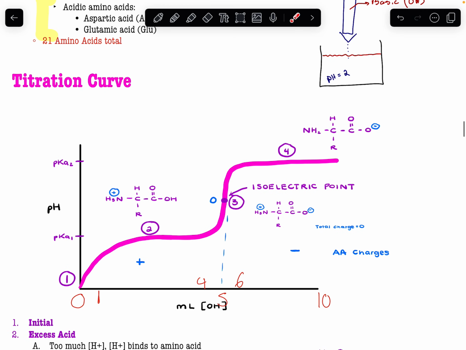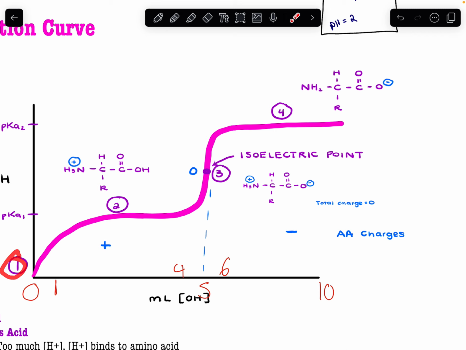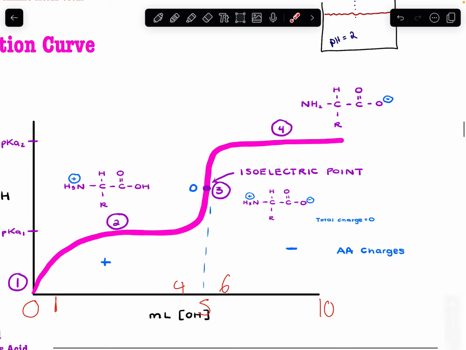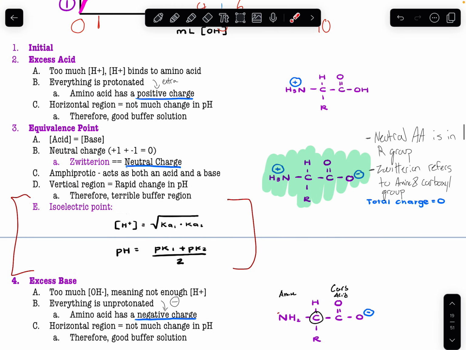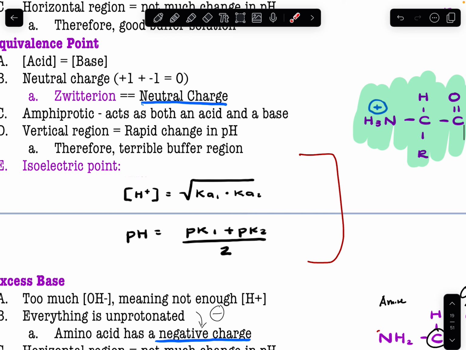However, we do need to know a couple things within this titration curve. You see a couple of these numbered points throughout the curve. But before we get to any of those, I want to talk about this isoelectric point right here. This isoelectric point represents a neutral charge, zero charge whatsoever. You can also refer to it as the zwitterion point, which Gutweiler likes to call it. Besides that, there are a couple calculations pertaining to our isoelectric point.